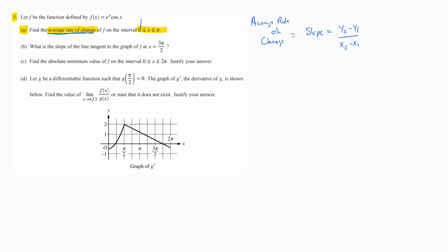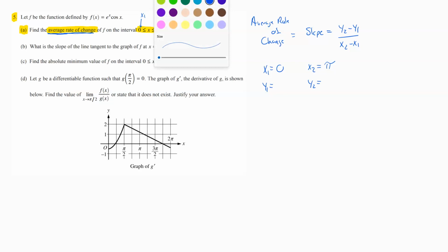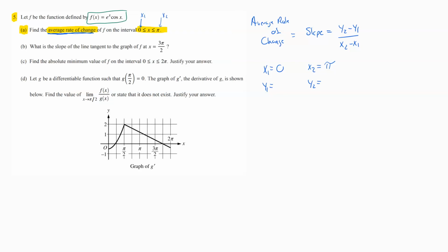So on this problem, we are given an x1 value of 0 and an x2 value of pi. And what we need to do is use that equation they give us to go find the y1 and y2 values. And then from there, we just pop them into our slope formula and we're good to go. So we'll go grab our equation and let's go find our values. So the first time through, I'm going to plug in 0. So then f of 0 would equal e to the 0 times the cosine of 0.